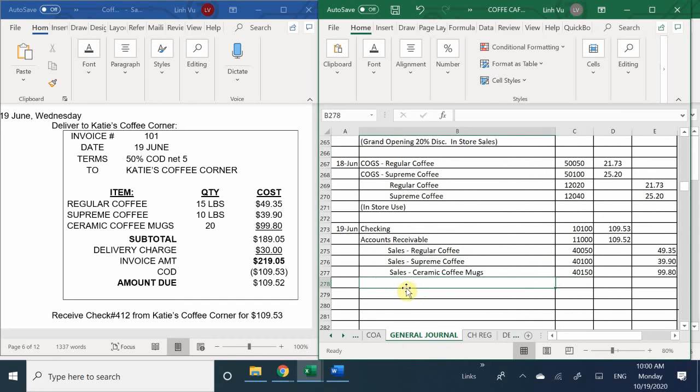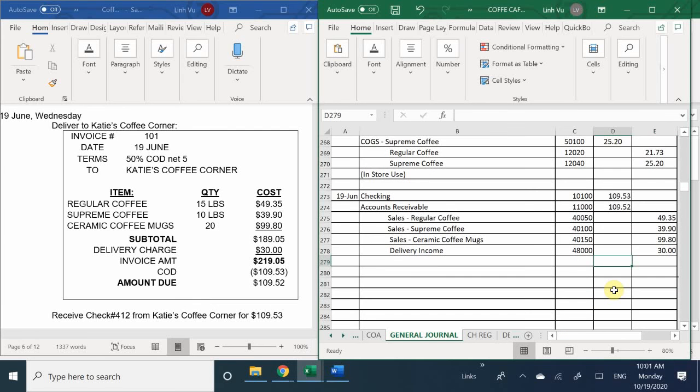So right here, I'm going to credit it because that's my missing credit, right? Delivery income for, what was it? 48,000? The account number? Yeah. And it's exactly for the $30. Since we've already done our calculations, we found out that we're short by $30, so there's no point to recalculate it again. Okay? All right. What's my description going to be, or my notes?